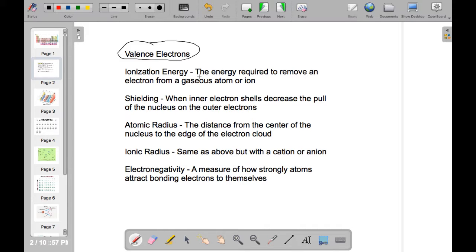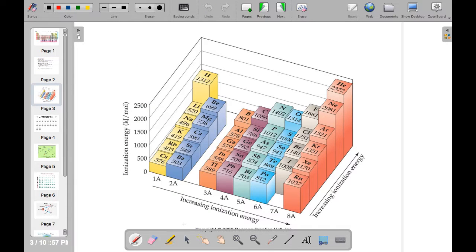Ionization energy. The definition says the energy required to remove an electron from a gaseous atom or ion. Well, what does that mean? Let's go ahead and look at this chart here. What that means is, for some of these elements, it's going to take more energy to get an electron off of it, to pull an electron away from it. Let's go ahead and look at the trend here.